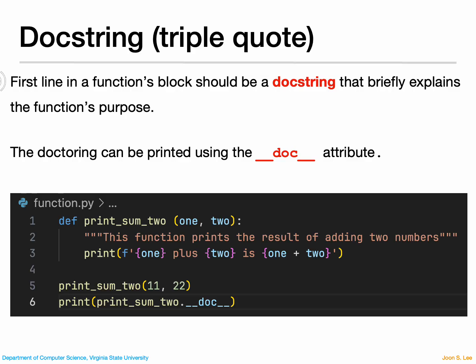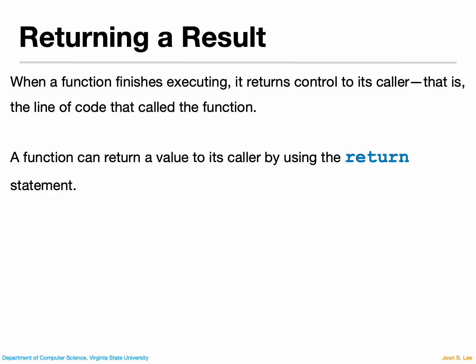When we call print function on line 6, Python prints out the docstring we wrote. This is really helpful for documenting your code, because as your programs get bigger, docstrings make it clear what each function is supposed to do. When a function finishes running, it always gives control back to the part of the program that called it.